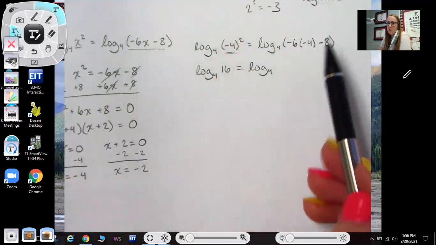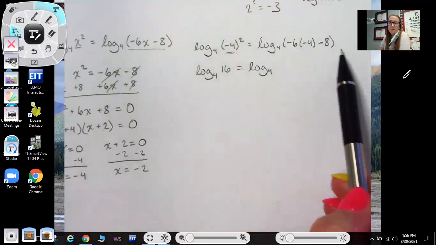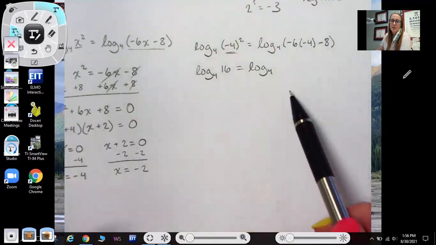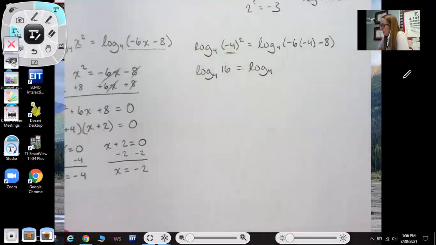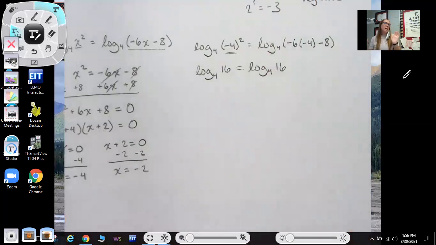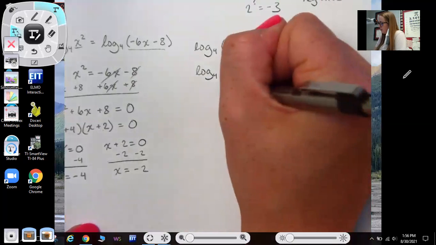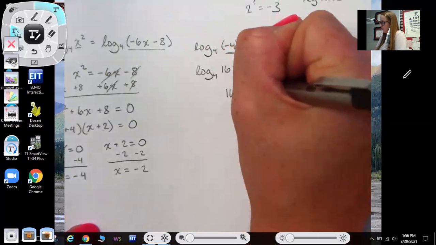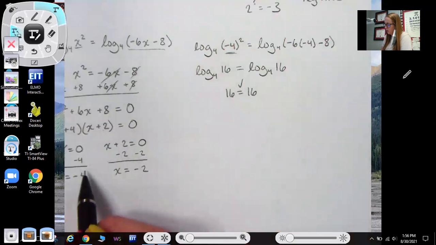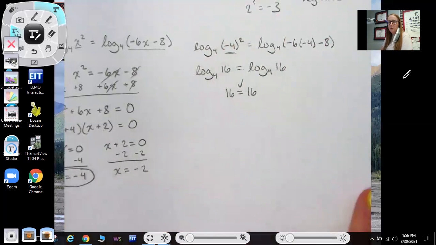Again, on this side, there's a lot of negatives happening. That should pop out at you as a red flag, but let's go ahead and do this math and see what we get. Negative 6 times negative 4 is a positive 24. Minus 8 is a positive 16. So we didn't end up with any negative numbers once we did the math, which means we can go on to the next step to say 16 equals 16. So negative 4 does work as a solution. Circle x equals negative 4.